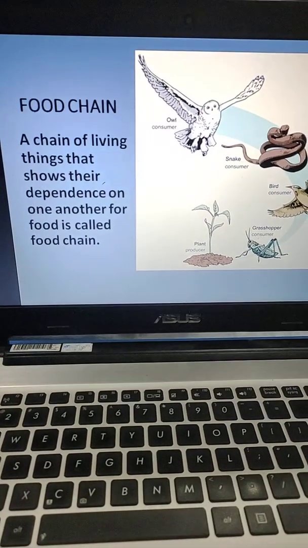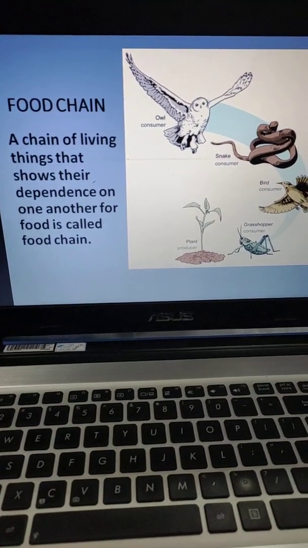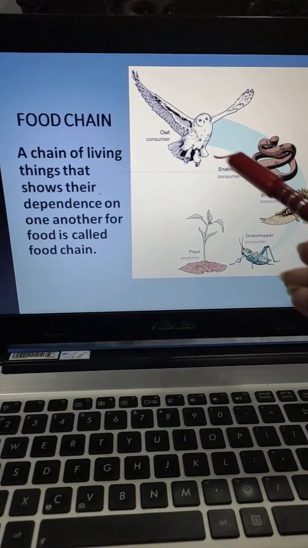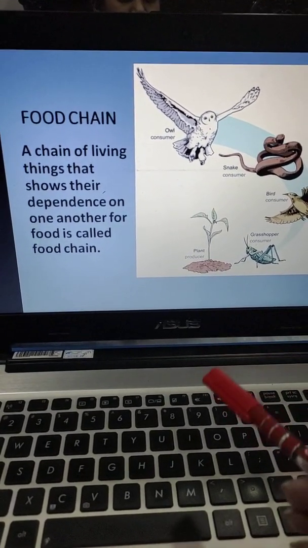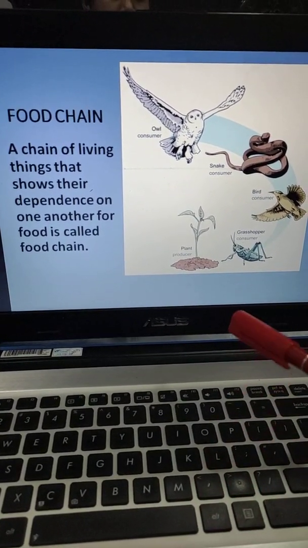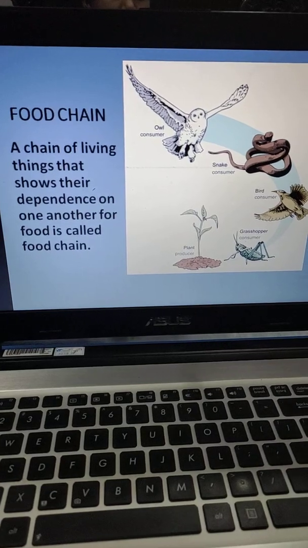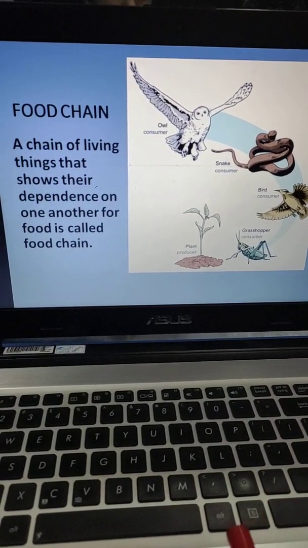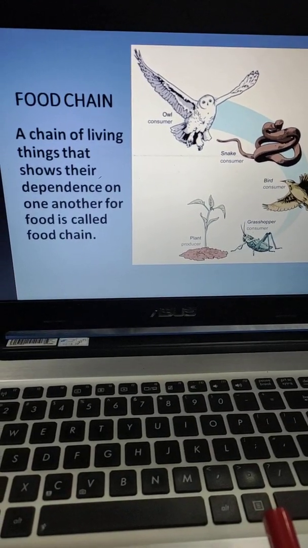This is a small cycle, which I have shown you in the previous class also. And this is a food chain cycle: when a plant grows, the grasshopper eats the leaves of the plant, and the grasshopper is eaten by a bird, and then the bird is eaten by the snake, and the snake is eaten by an owl. So this is a food chain.